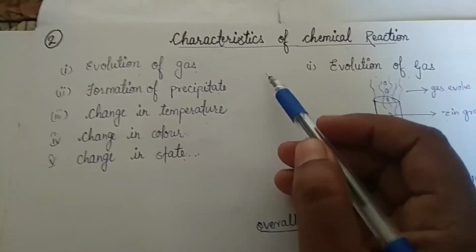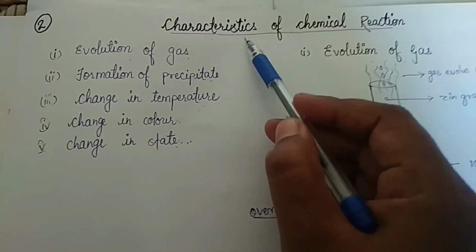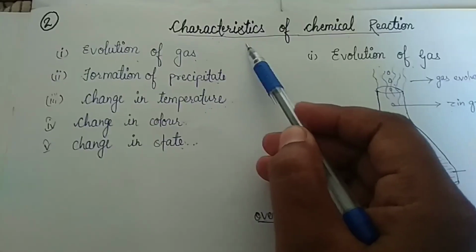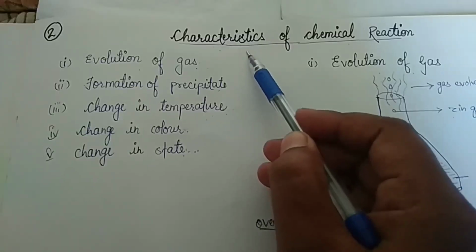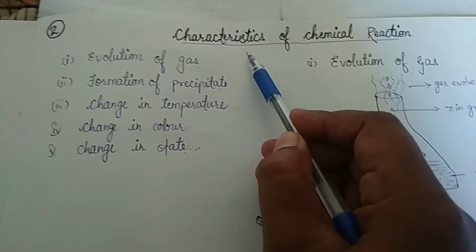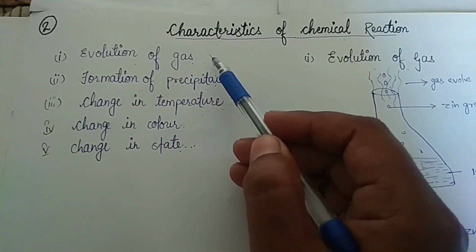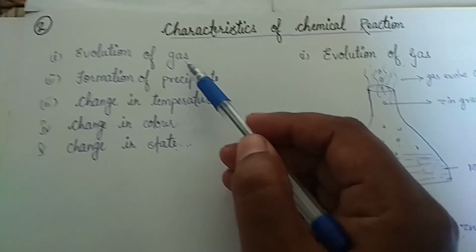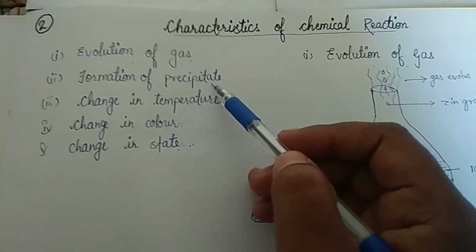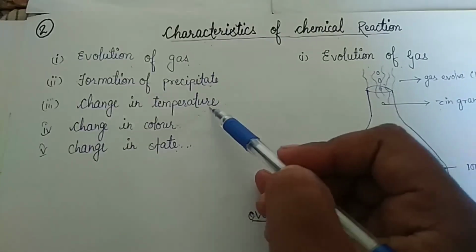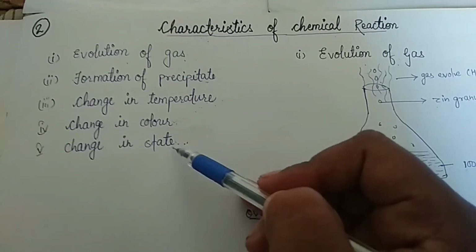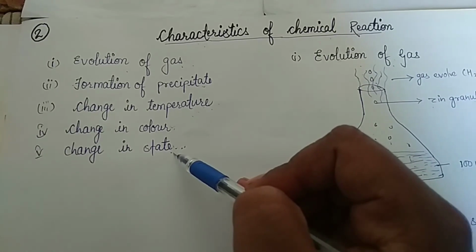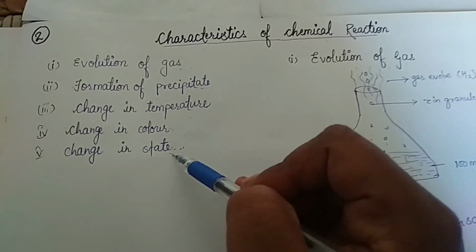Today we are going to study the characteristics of chemical reactions. The characteristics of chemical reactions mean how do we come to know that a chemical reaction has taken place. So we have to learn some of the observations that determine a chemical reaction, and these observations are evolution of gas, formation of precipitate, change in temperature, change in color, change in state. So dear students, one by one we are going to study in detail these observations.